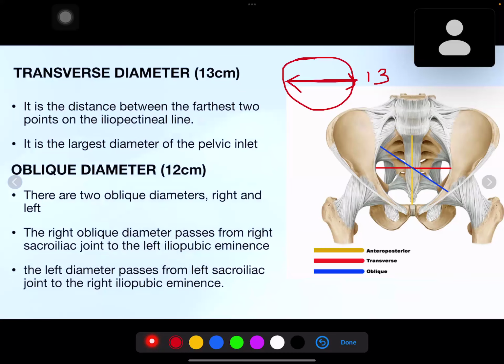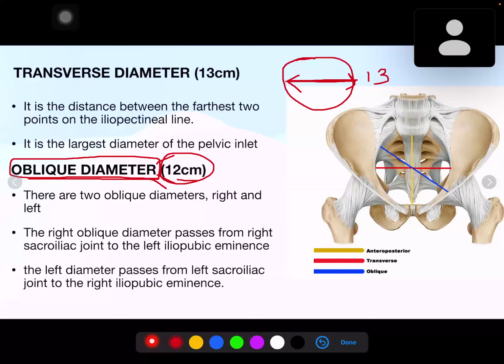You just need to remember that all the oblique diameters of the inlet, outlet, and cavity are 12. This is a very easy diameter to remember: all the oblique diameters are 12 centimeter. So what are the 2 oblique diameters? Now this is an oblique diameter, and again this is an oblique diameter, right and left.